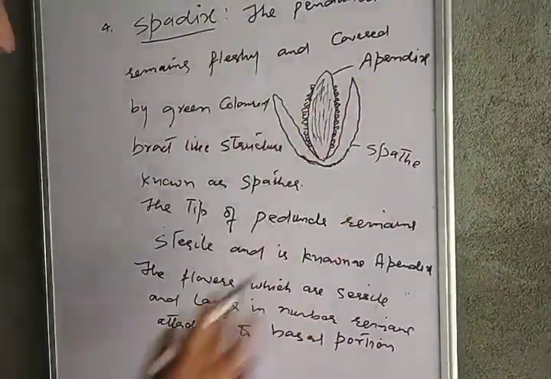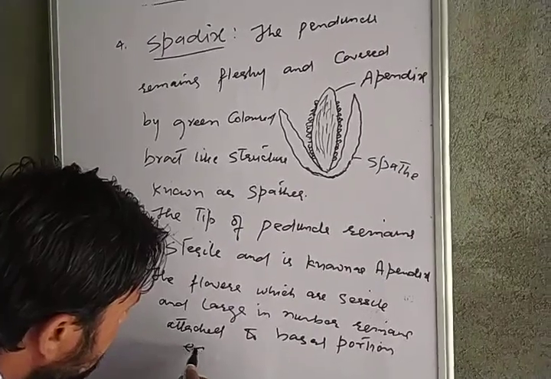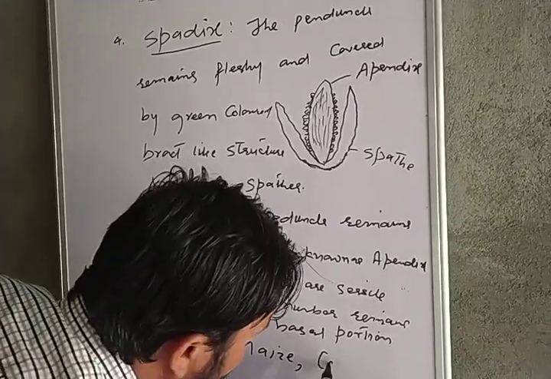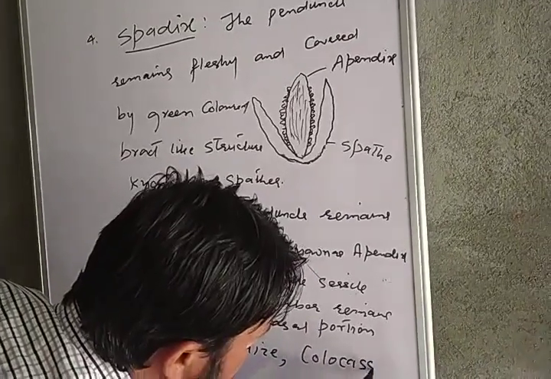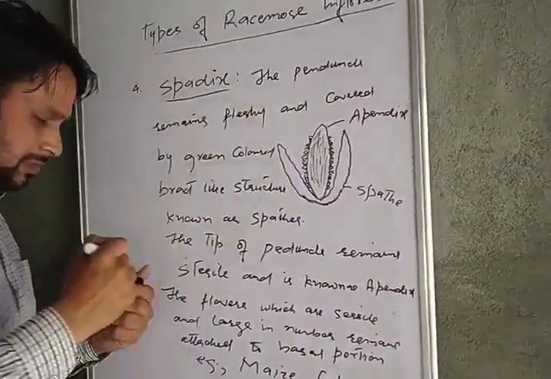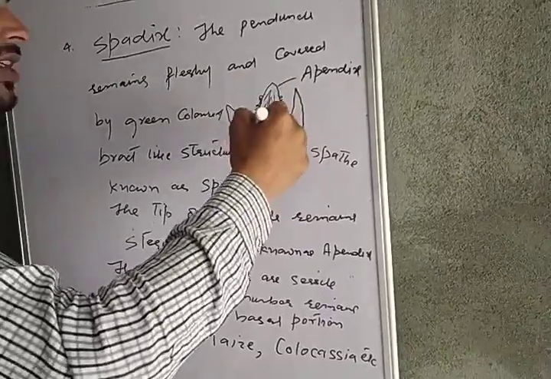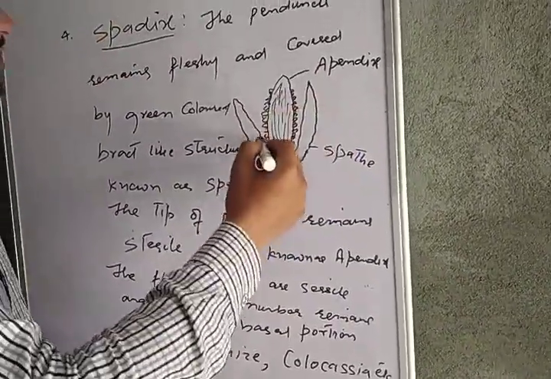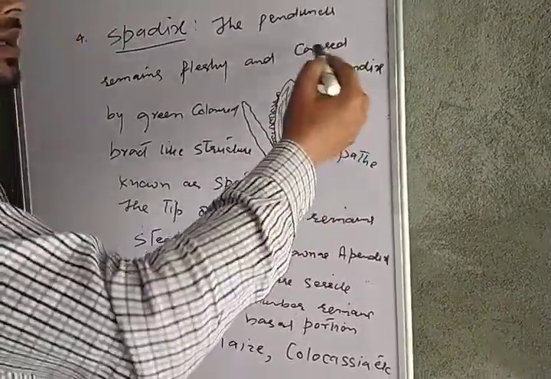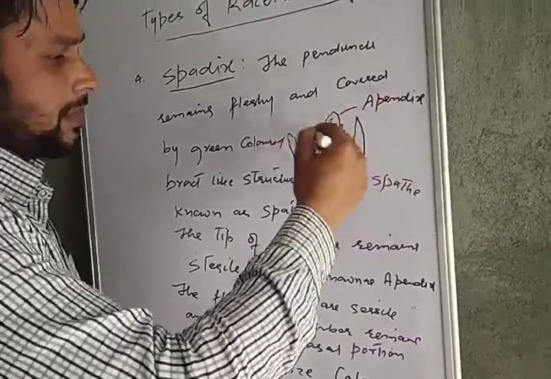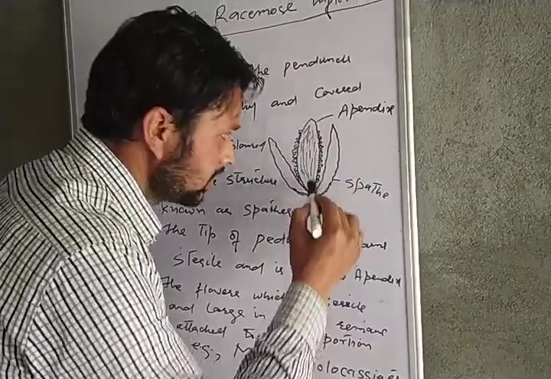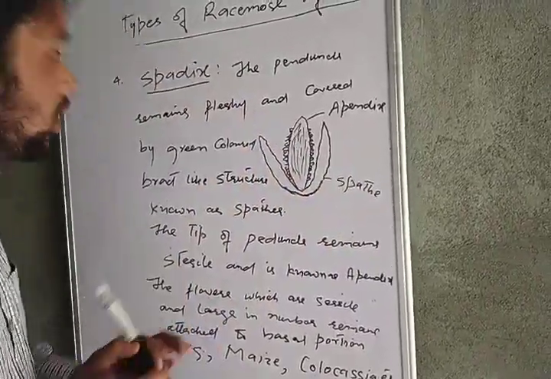The examples of the spadix are maize, colocasia, etc. Okay, this was about spadix, in which the peduncle remains fleshy, covered by bract-like structures known as spathe, and this peduncle has an upper sterile tip, which does not possess flowers and is known as appendix. Okay, and to this peduncle, a large number of small sessile flowers are attached at the basal portion. Okay, this was about spadix.